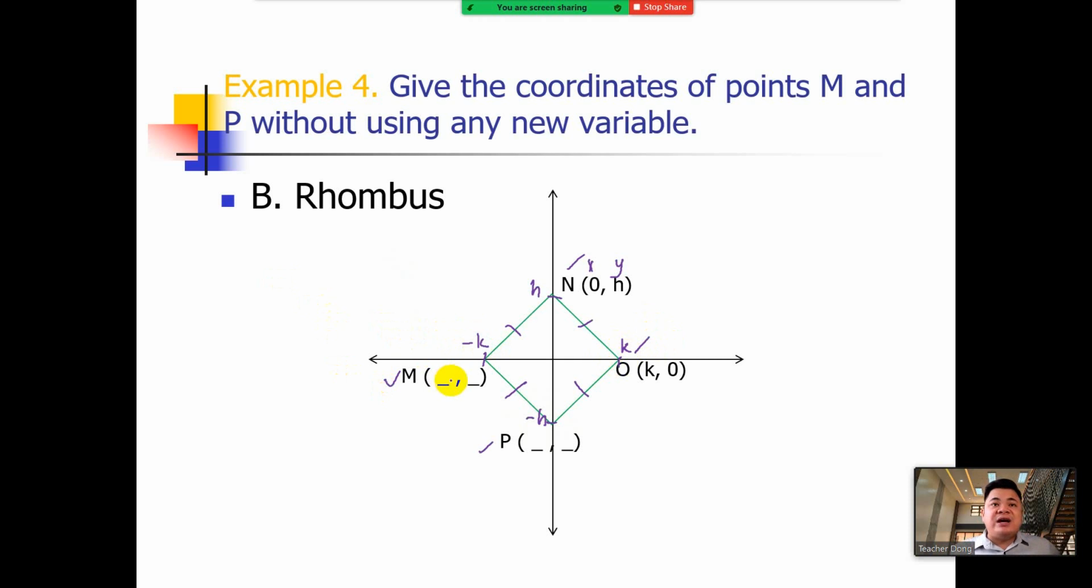Then can we now identify the values? As you can see, this point touches the x-axis. So therefore, your x is the negative k that you are seeing, and your y is 0. And then here, it touches the y-axis, so automatically your x is 0 and your y is negative h. As simple as that. All you need to do is analyze first, do not put in any other values, and base your values on the given coordinates.